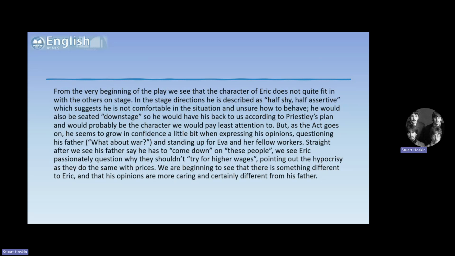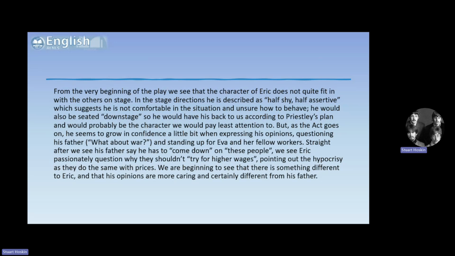But as the act goes on, he seems to grow in confidence a little bit when expressing his opinions. The word seems, phrase seems to, doesn't just introduce a discussion in terms of it's not clear, but this is my interpretation. It also says, audience. Guess who does it seem to? It seems to the audience that he grows in confidence. So again, good phrase. He seems to grow in confidence a little bit when expressing his opinions, questioning his father, what about war? And standing up for even her fellow workers.